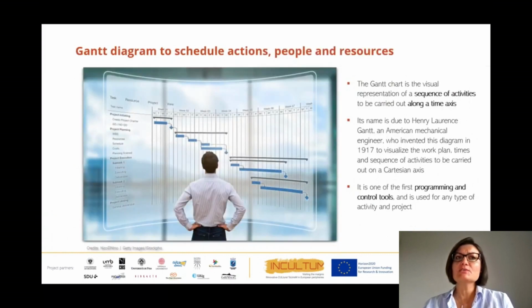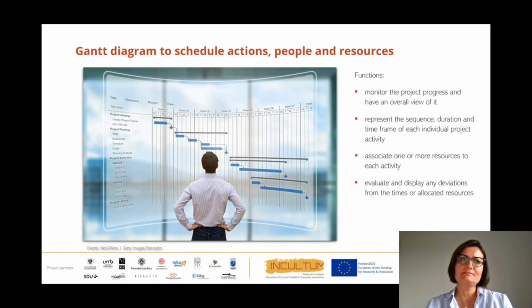Another widely used tool in project management is the activity timetable. One of the most common tools is certainly the Gantt diagram, which owes its name to its inventor, although similar previous examples already existed in history. The Gantt is a visual representation of a sequence of activities to be carried out along a time axis. It serves to keep activities, people, and resources under control.